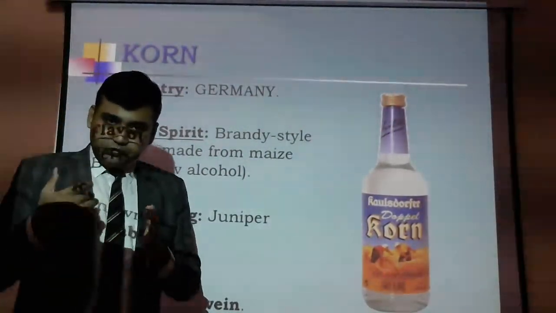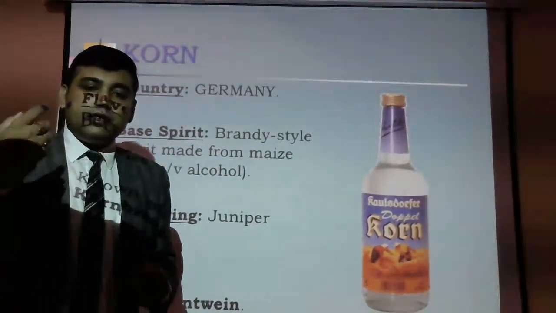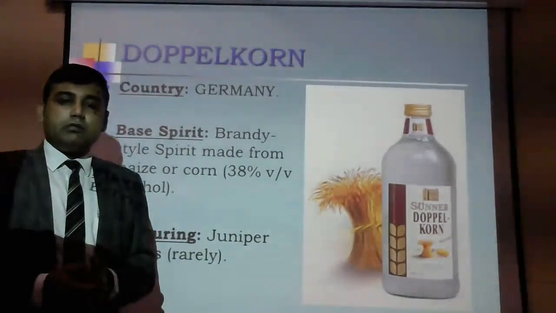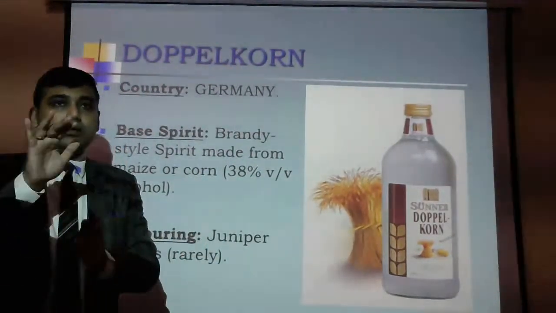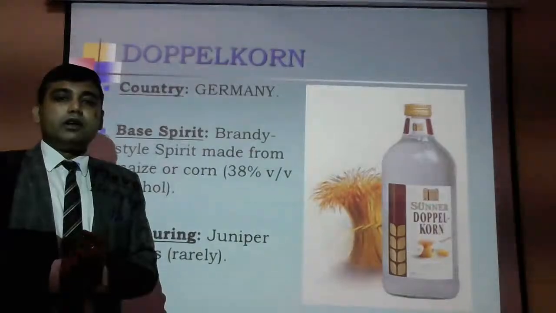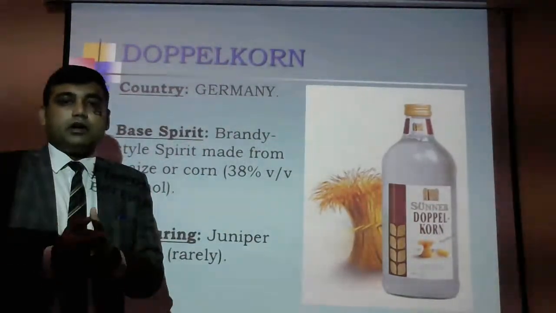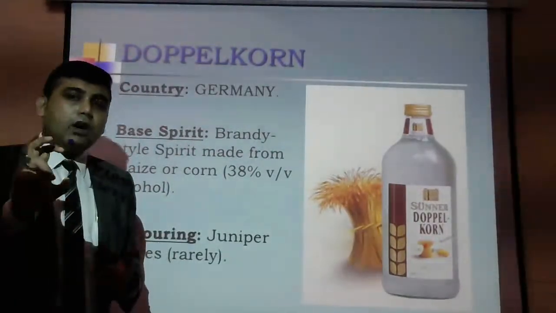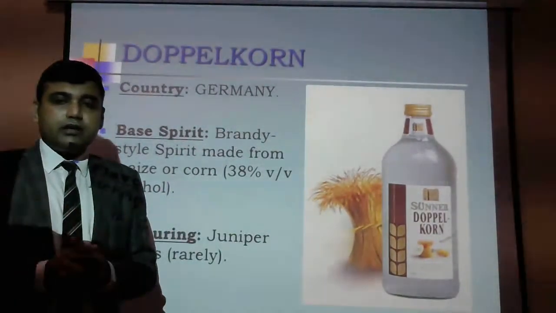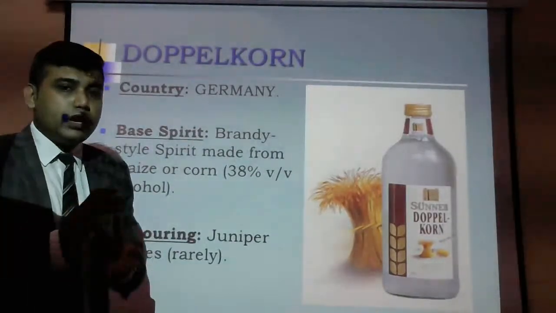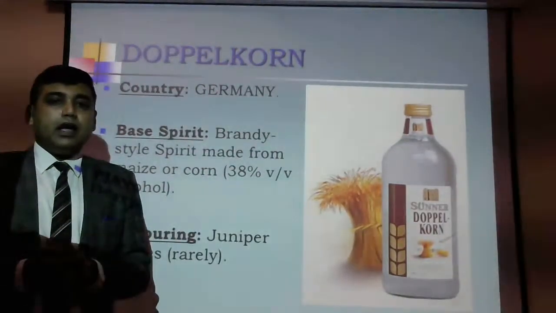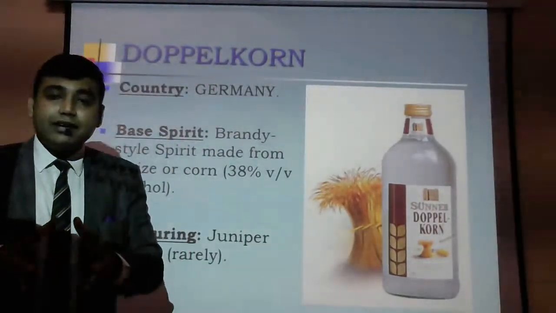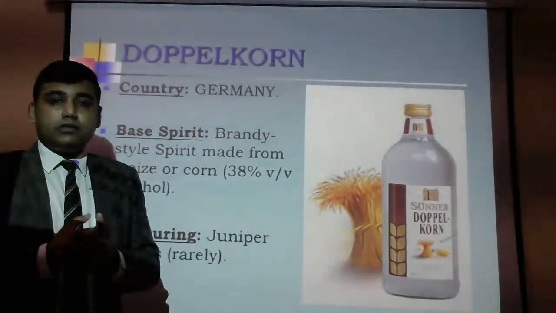Okay, and the doppelkorn, you will find that doppelkorn is again from Germany, made from different grains. The alcoholic percentage is a little higher. We distill at an alcoholic strength of 38% volume by volume alcohol, and it enjoys well. It is a little cloudy in nature. The drink goes with a lemonade, or you can say Sprite, and it is not flavored. So it has the natural flavors of the grains from which it is made.